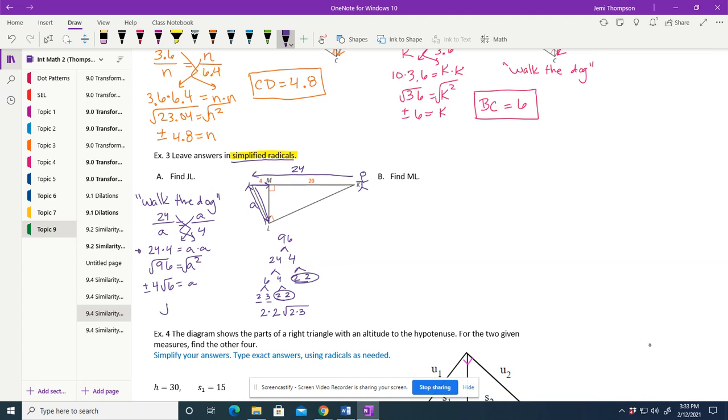When I write my final answer, I'll write JL is equal to positive 4 square root 6. Now this is an exact answer, which is really nice. It's a little bit more difficult to understand how big that is. It's 9 point something, but it's a little more difficult to realize how long that is compared to 4 and 20.